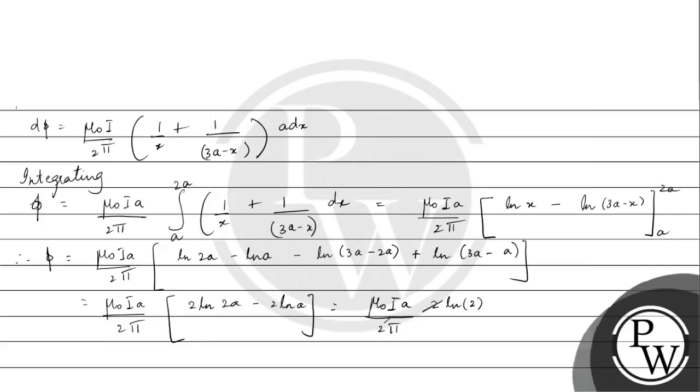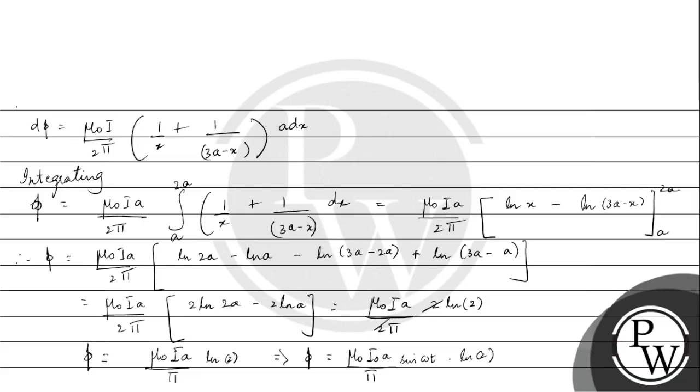So the 2 and 2 cancel, and we will be left with the flux through the loop as mu naught I a divided by pi into ln 2. Now because the current is varying as I0 sin omega t, this will become mu naught I0 a by pi sin omega t into ln 2.